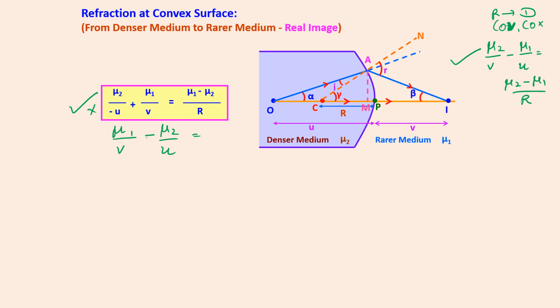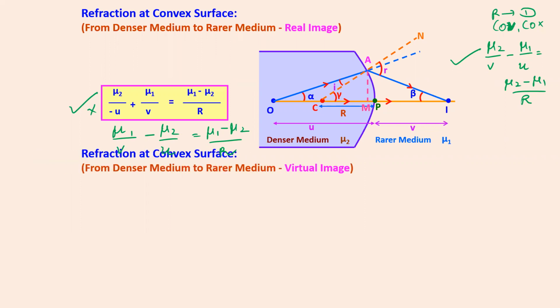Now you will write as mu1 by, yeah, this is right, mu1 minus mu2 by 1 minus mu this time. Okay, so you're going to remember it that way. Whenever it is rarer to denser, our normal formula. But if it is denser to rarer, then replace your mu1 by mu2 and vice versa.